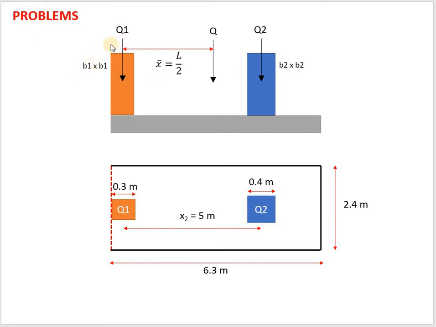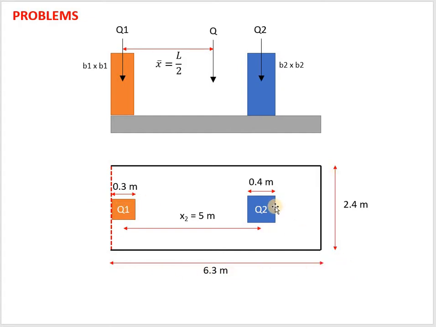So this is how the front view of the foundation will be looking. These are two pedestals where the column loads are acting, and this is the base of the footing. So already you have designed the base. The width is 2.4 and the length is 6.3.